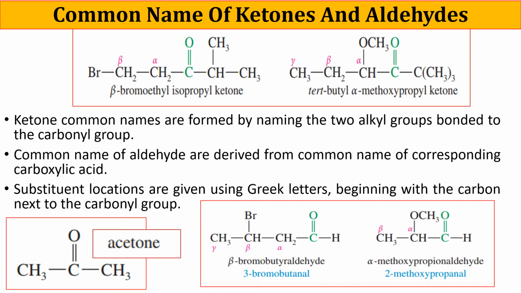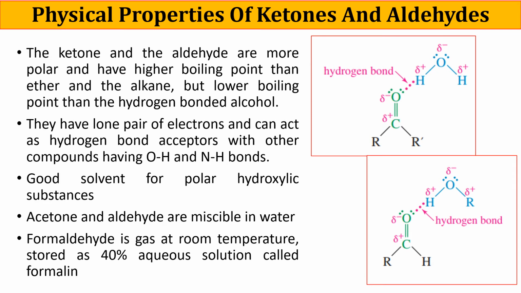Some ketones have historical common names. For example, dimethyl ketone is always called acetone. Physical properties of ketones and aldehydes. Ketones and aldehydes are more polar and have higher boiling points than ethers and alkanes, but lower boiling points than hydrogen-bonded alcohols.